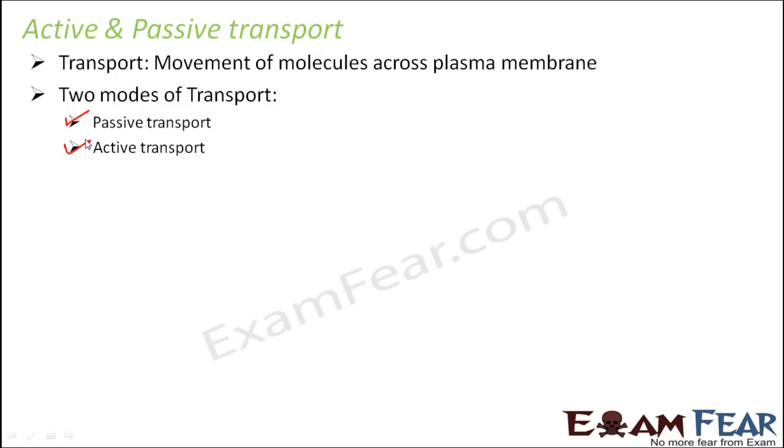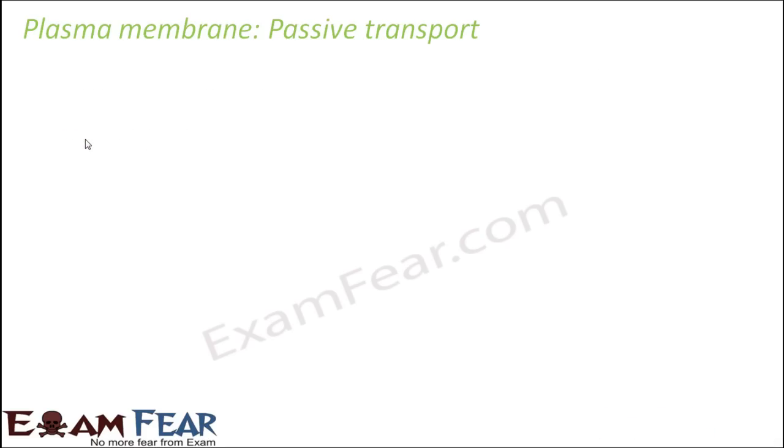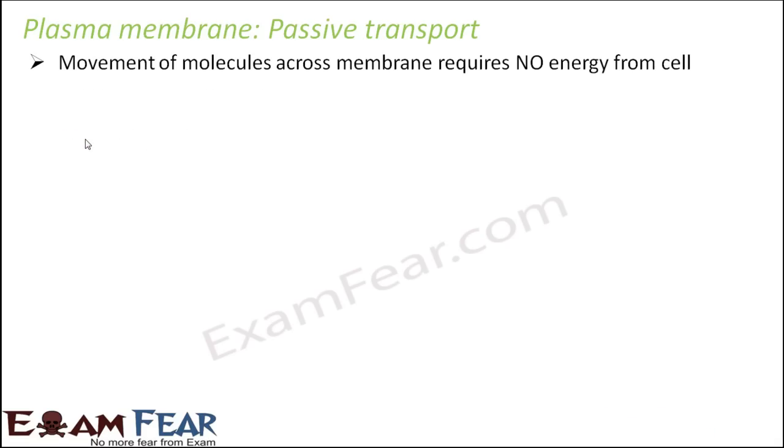Now whatever we have spoken so far, simple diffusion or facilitated diffusion, were all examples of passive transport. So let us see what is a passive transport. It is the movement of molecules across a membrane that requires no energy from the cell. So there is no energy expenditure or energy input from the cell's end. That is because here the particles are moving from a region of high concentration towards a region of lower concentration.